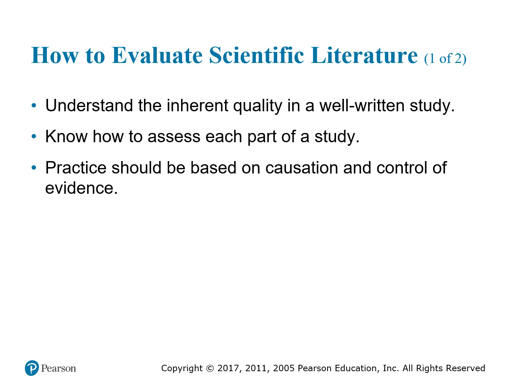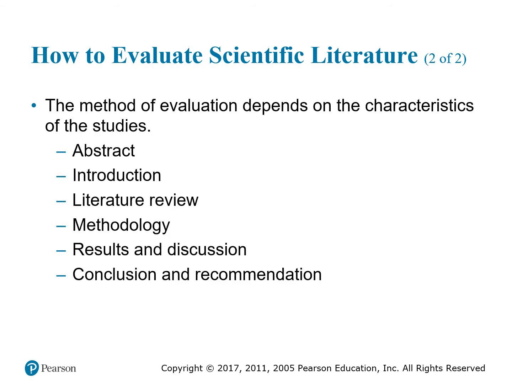Okay, so next up, we're going to start talking about how to evaluate scientific literature. We're going to talk about how to understand the inherent quality of a well-written study. We're going to talk about each part of studies, and we really should gear our practice toward being based on causation and control of evidence, rather than other factors like money and marketing that we don't want to base our practice on. Okay, so we're going to talk about each one of these: the abstract, the introduction, literature review, methodology, results and discussion, and conclusion and recommendations.